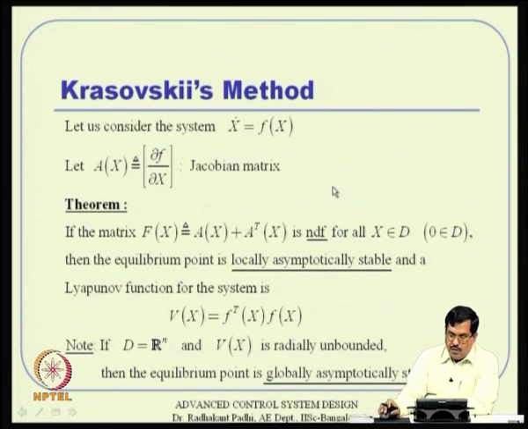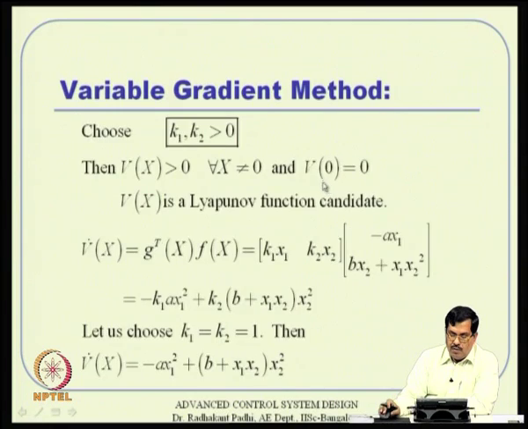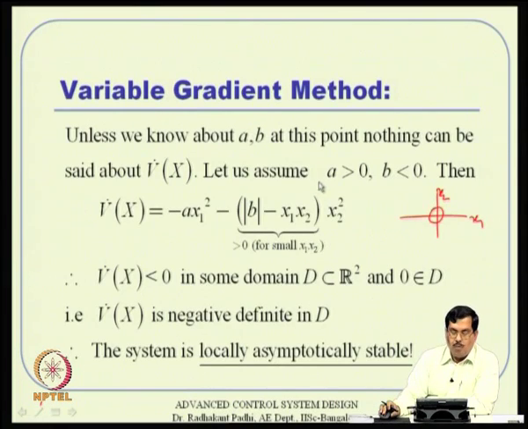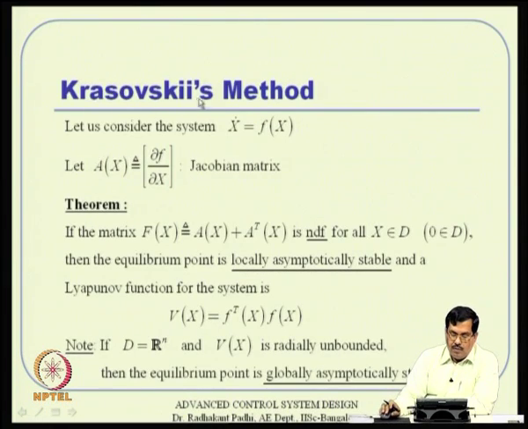All right. Now, that is all about this variable gradient method. What about another method? This is something called Krasovskii's method, and it is very straightforward in fact actually. We will not worry about the proof part of it here, but let us just try to understand this actually.